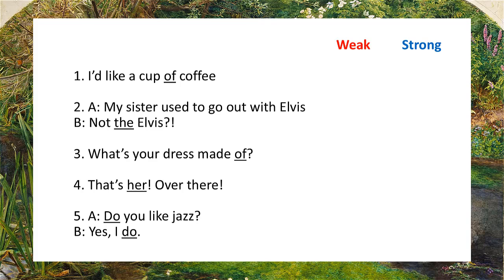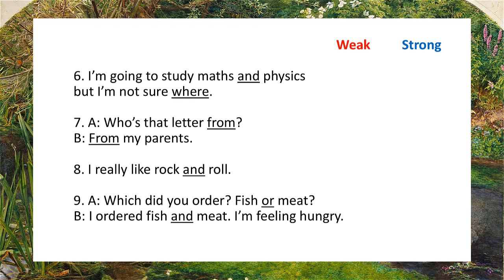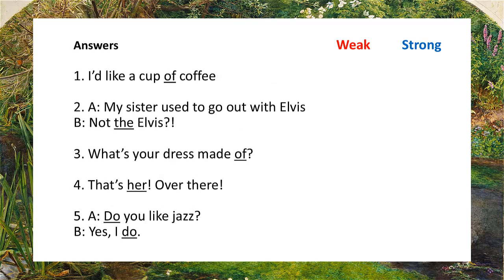So, pause the video and read the following sentences. Then decide for yourself whether the underlined word is in its strong form or its weak form. There are 9 questions in total. Then listen to the answers. Here are the answers. Repeat the sentence after me so you can practice the difference yourself.